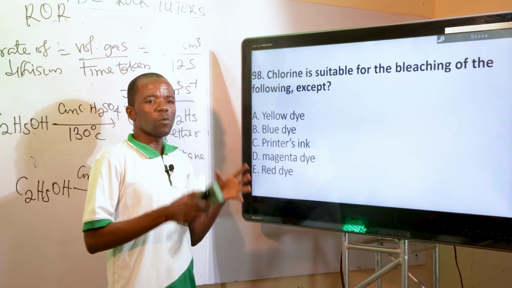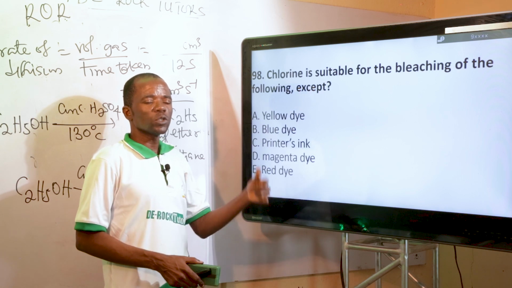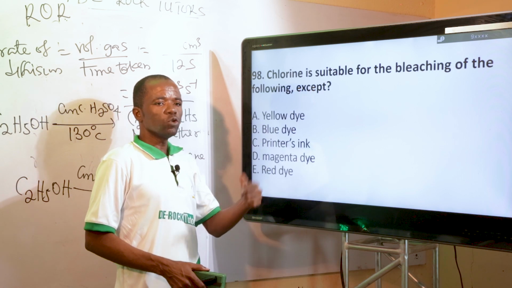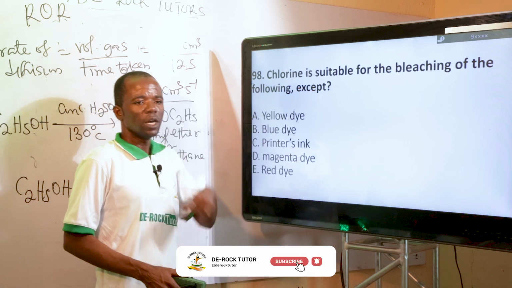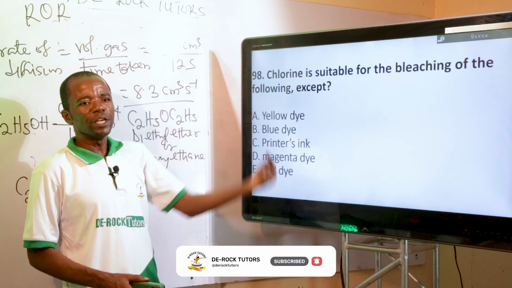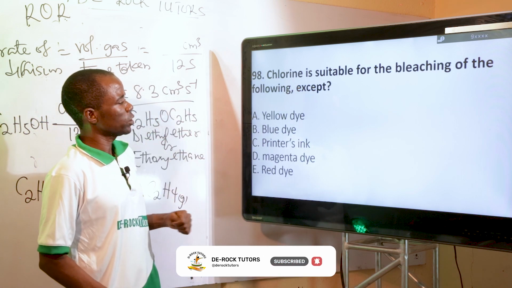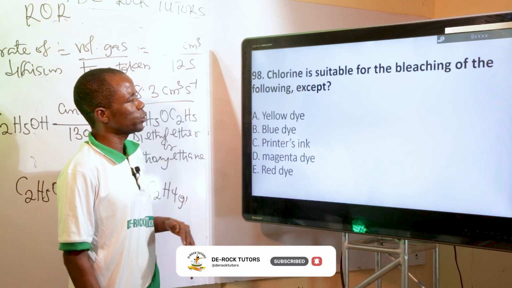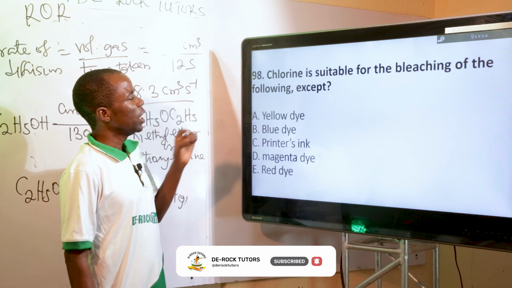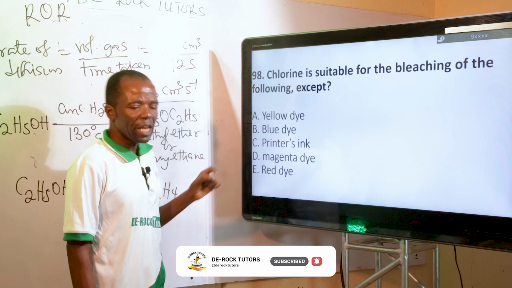That is different from SO2. SO2 is also a bleaching agent. However, SO2 bleaches by reduction. So which means the color can be regained by reoxidation. So back to the question here. Out of all these options, which one is chlorine incapable of bleaching?